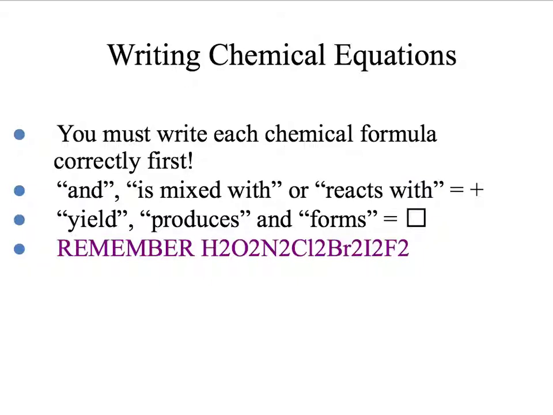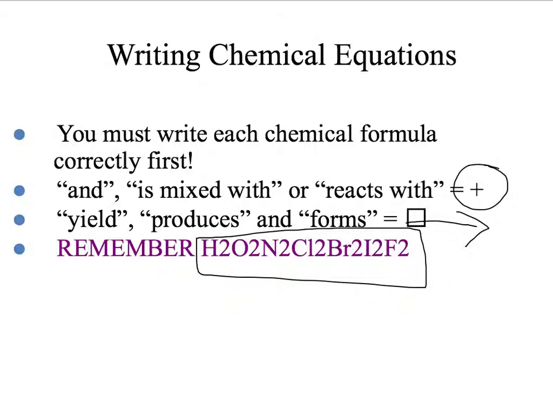Now, when you write a chemical formula, you must write each chemical correctly first. Otherwise, you get into a lot of trouble, which was last unit. You need to know that the words "and," "is mixed with," or "reacts with" are like the plus sign, and the words "yields," "produces," or "forms" are the arrow. That's what those two mean. And this right here, remember, Hunclebriff. Oh yeah, your Uncle Hunclebriff. That'll come back into play soon.